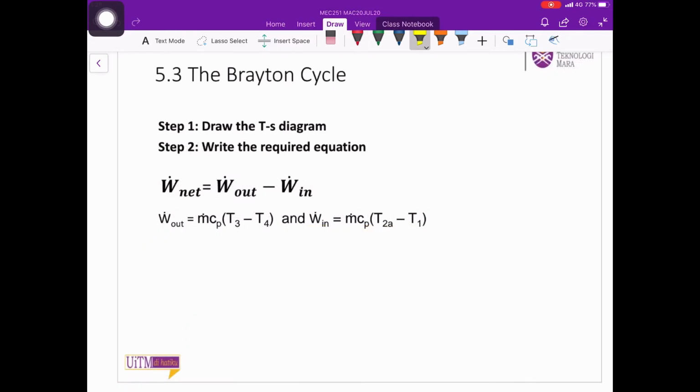We know that power net out is given by power out minus power in. Power out is equal to H3 minus H4 with respect to the diagram that we have drawn previously, and for gases we can find the power out is equal to the mass flow rate times Cp times T3 minus T4. Meanwhile, the power in will be equal to the mass flow rate times Cp times the temperature at state 2A minus the temperature at state 1.